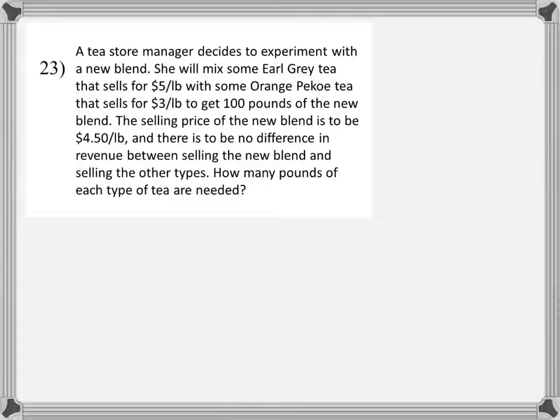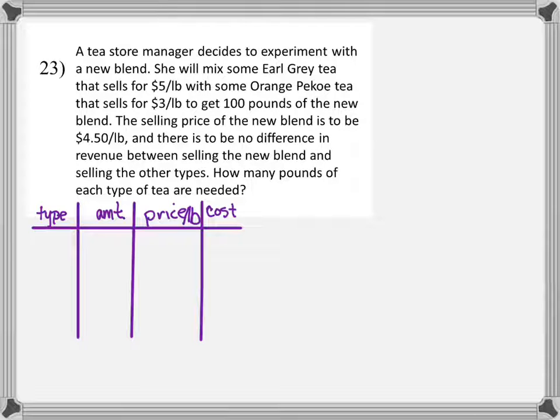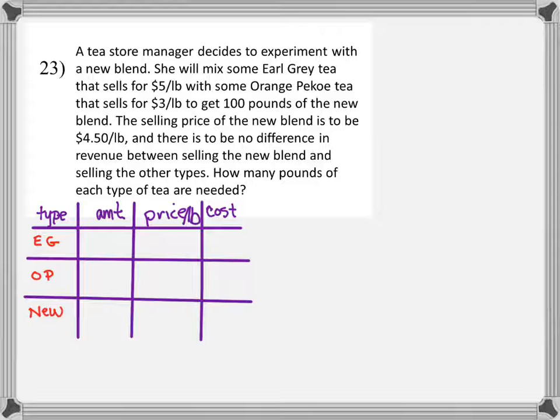Okay, so this is a mixture problem. I'm again going to set this up using a table. And in my table, I'll have type, amount in pounds, price per pound, and then total cost. And for types, I'm going to use abbreviations. So EG for Earl Grey, OP for orange pekoe, and then new for my new blend.